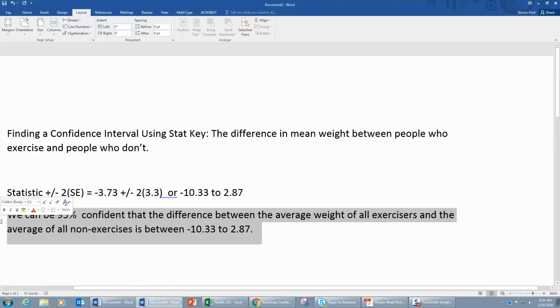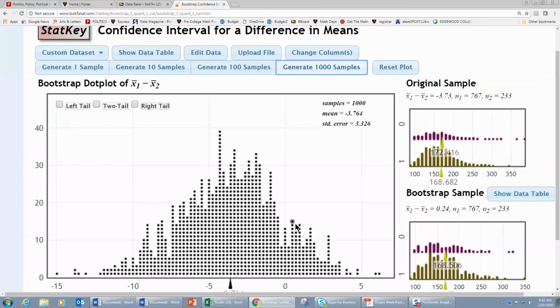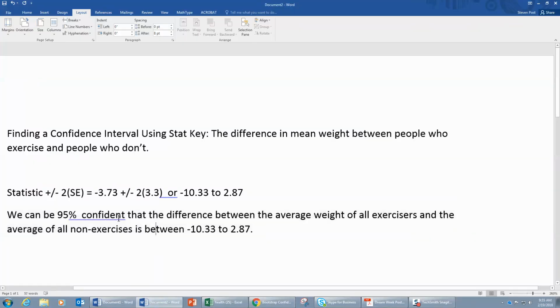And so here is our confidence interval, and then just back to the dot plot. A quick reminder: each one of these dots represents a simulated new sampling, with 1,000 people, 767 of whom are exercisers and 233 are non-exercisers. For this particular bootstrap sample, the difference between the two sample means was 0.24. So, in summary, you get the sample statistic: the mean for our sample of exercisers and the mean for the sample of non-exercisers. We subtract them, and that's our statistic, the difference in those two means. Then by using bootstrap sampling, you estimate the standard error and simply add and subtract 2 times that standard error.